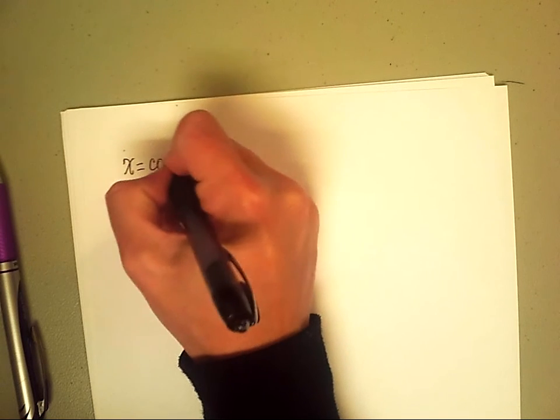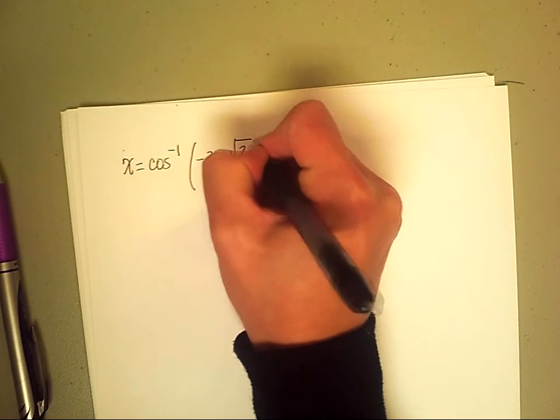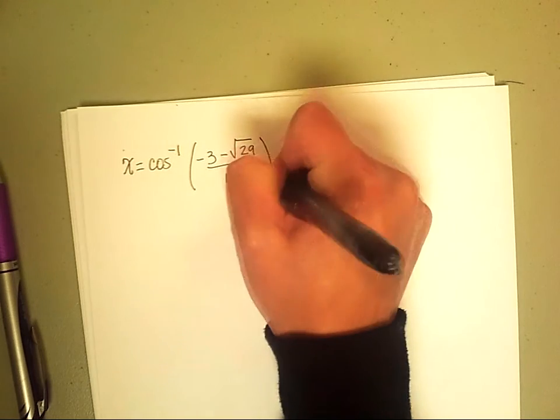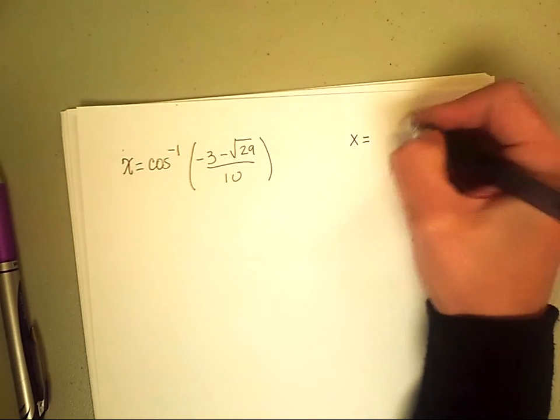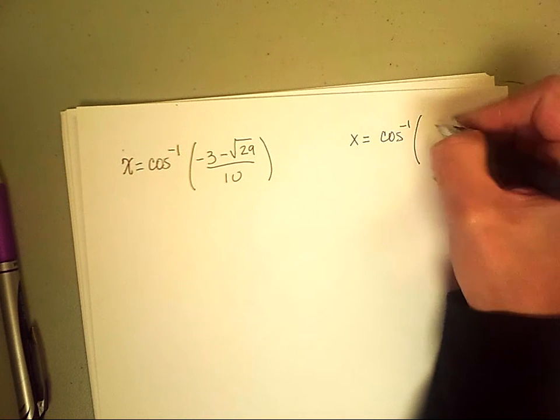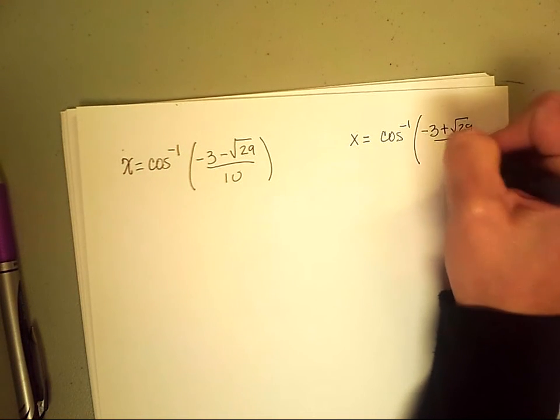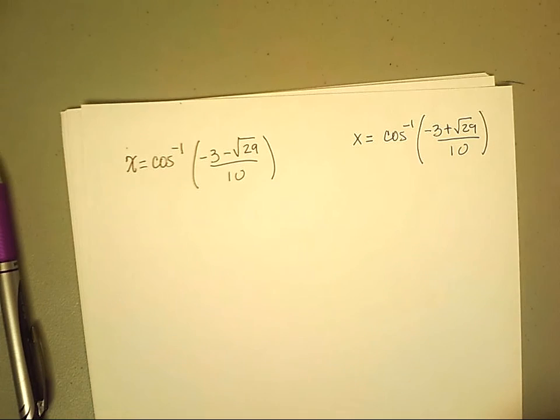I'm just going to take the inverse cosine of both sides. The first one is x equals the inverse cosine of (-3 - √29)/10. And the second one is x equals the inverse cosine of (-3 + √29)/10.